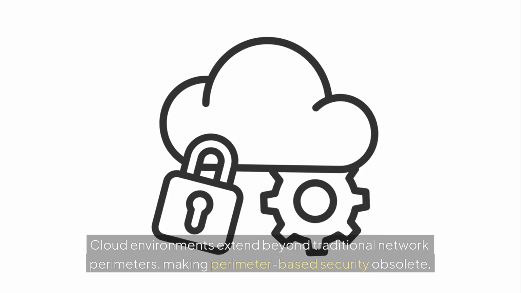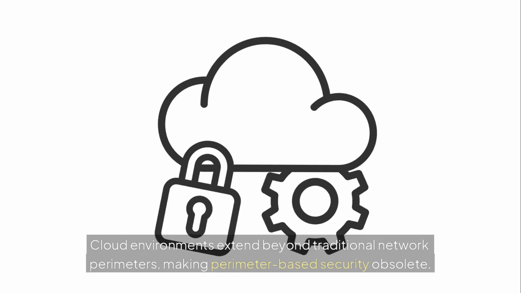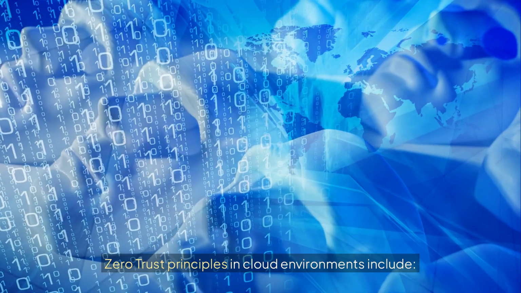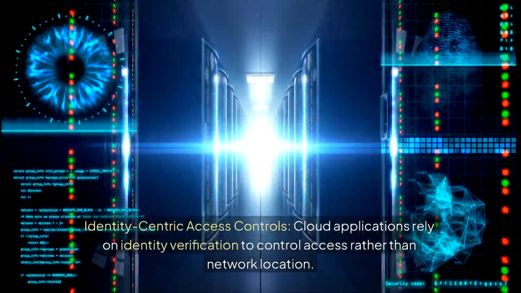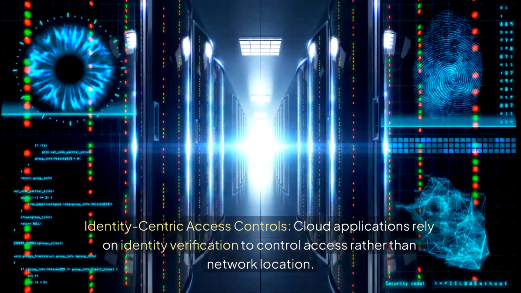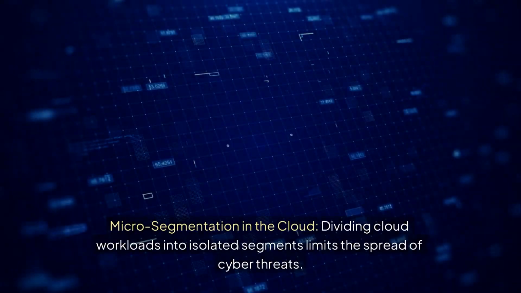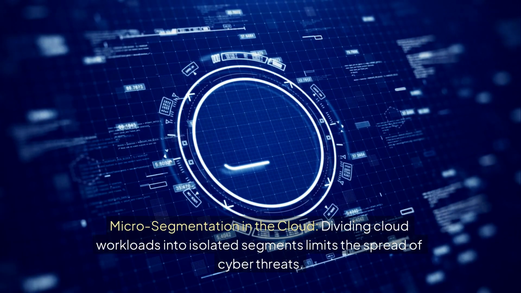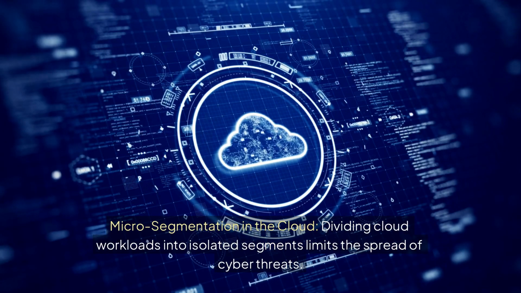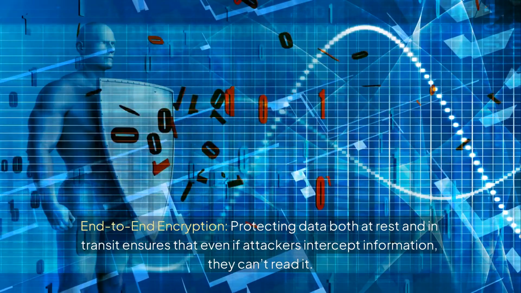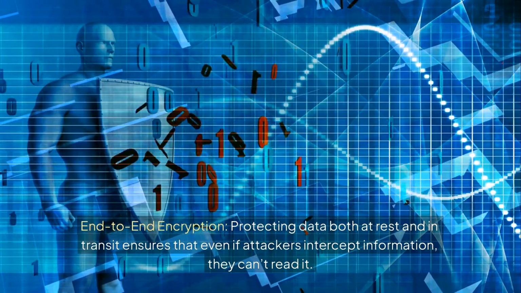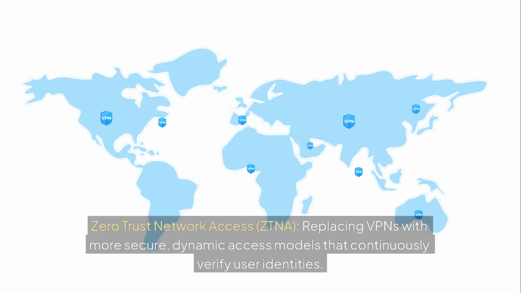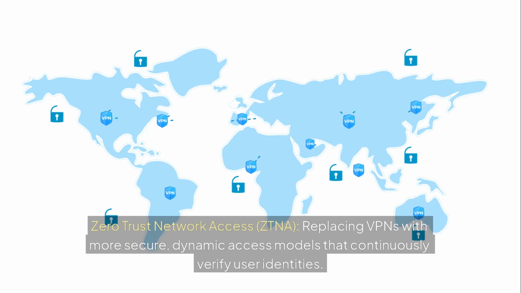With the rise of cloud computing, Zero Trust is more relevant than ever. Cloud environments extend beyond traditional network perimeters, making perimeter-based security obsolete. Zero Trust principles in cloud environments include identity-centric access controls. Cloud applications rely on identity verification to control access rather than network location. Micro-segmentation in the cloud. Dividing cloud workloads into isolated segments limits the spread of cyber threats. End-to-end encryption. Protecting data both at rest and in transit ensures that even if attackers intercept information, they can't read it. Zero Trust Network Access (ZTNA). Replacing VPNs with more secure dynamic access models that continuously verify user identities.